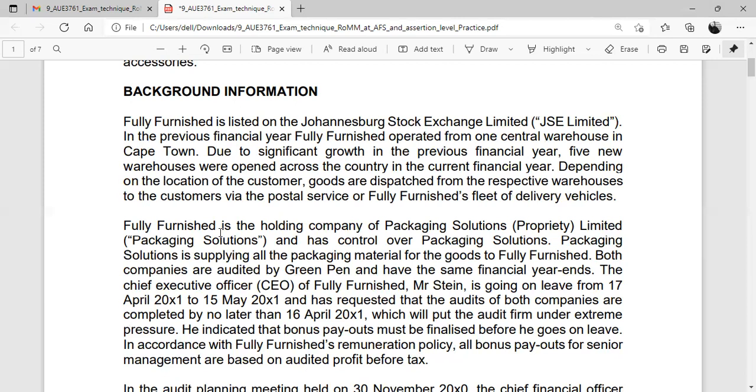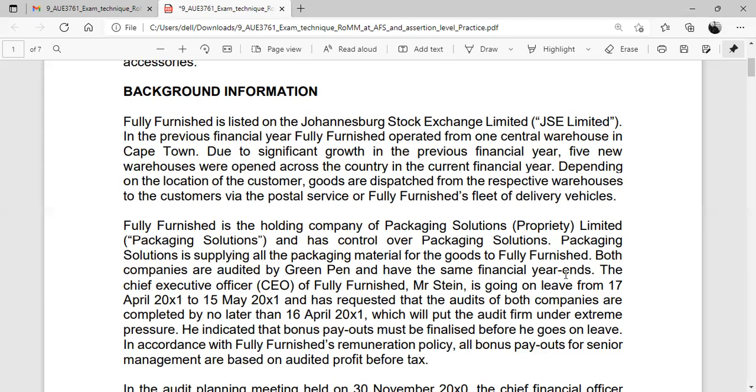Depending on the location of the customer, goods are dispatched from the respective warehouses to customers via the postal service or Fully Furnished's fleet of delivery vehicles. So the company has delivery vehicles. And Fully Furnished is the holding company of Packaging Solutions, and it has control over Packaging Solutions. So if Fully Furnished is a holding company, then Packaging Solutions would be the subsidiary, all right? So you have to know your parties in the question.